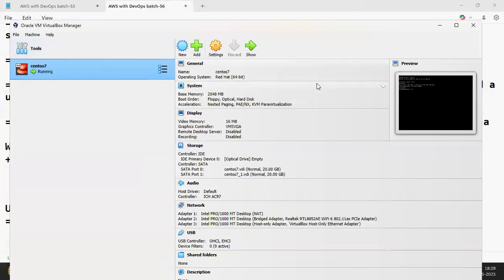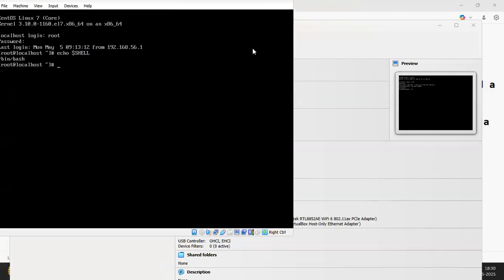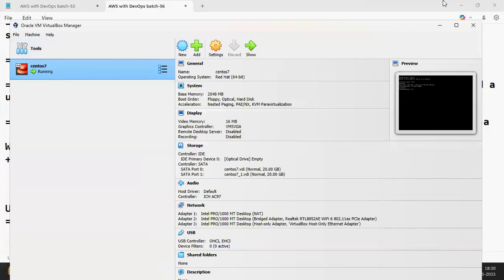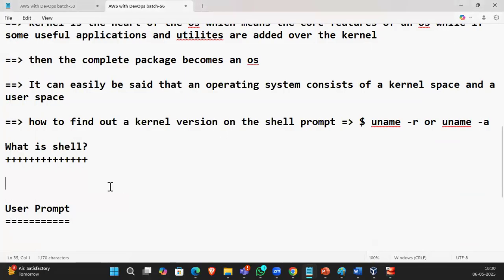You see, guys, this is the bin bash shell prompt. I will show you, guys, no worries. This is the bin bash shell prompt. Okay.